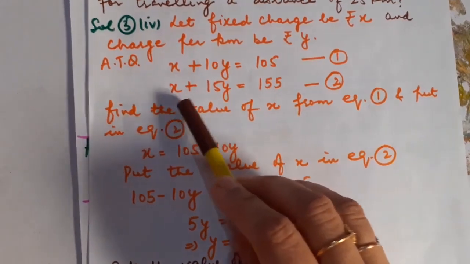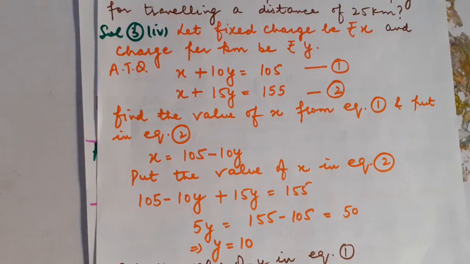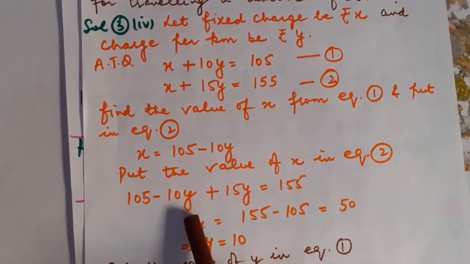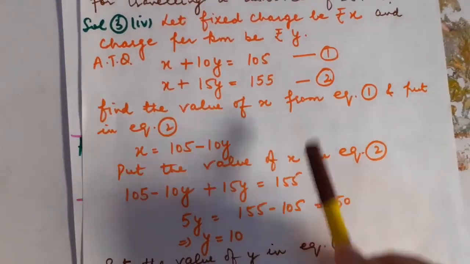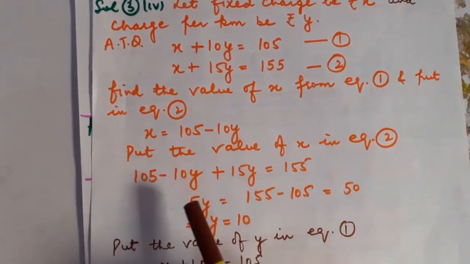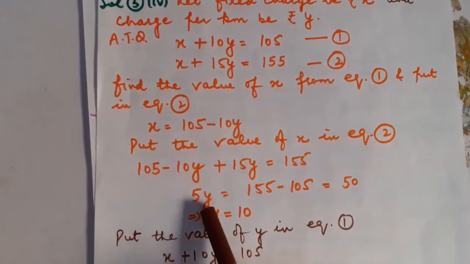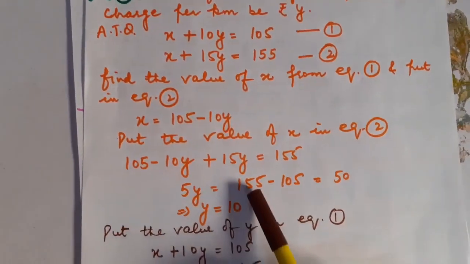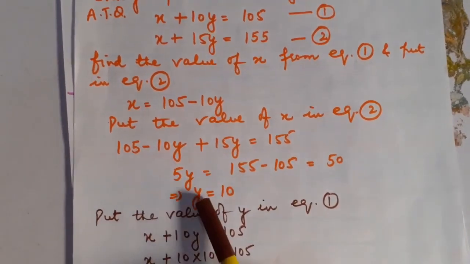Equation number 2 is x plus 15y is equal to 105. So in place of x, I am going to put 105 minus 10y, plus 15y will remain as it is, equal to 155. Correct? Now, minus 10y plus 15y has become 5y. This 105 has gone on the right hand side. 155 minus 105 is equal to 50.